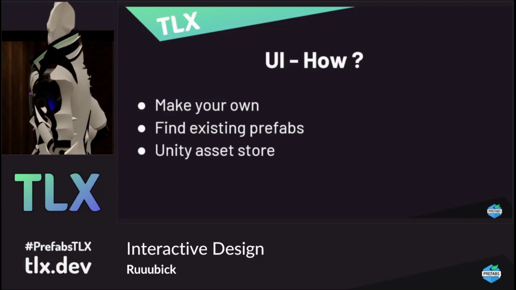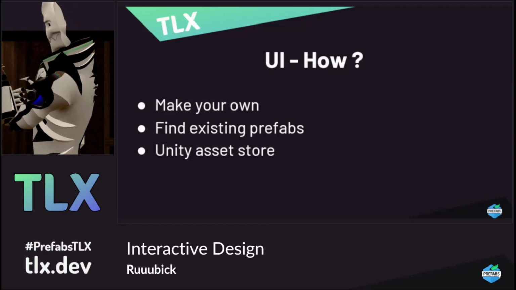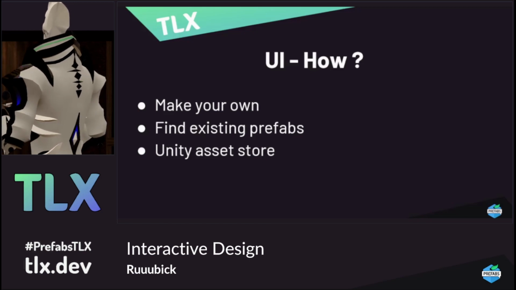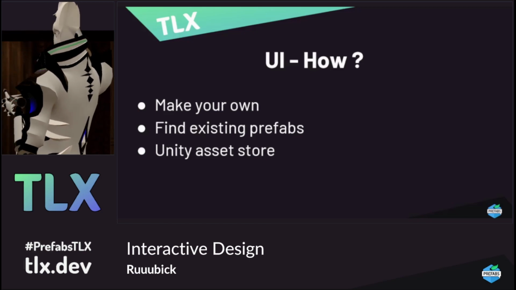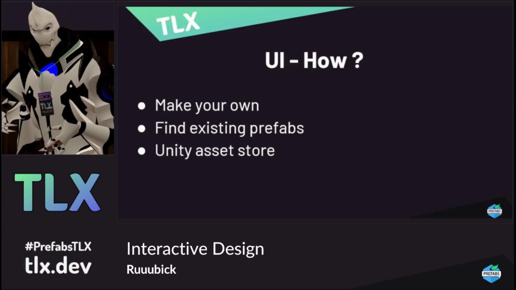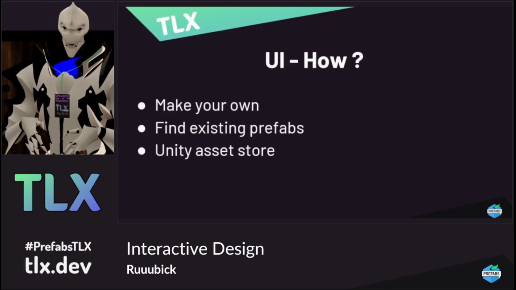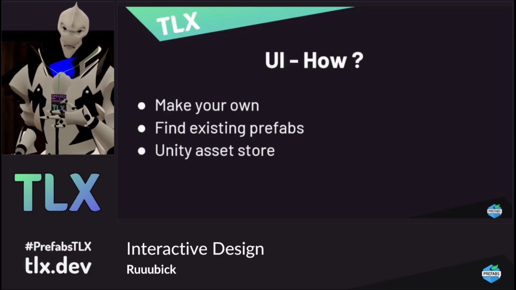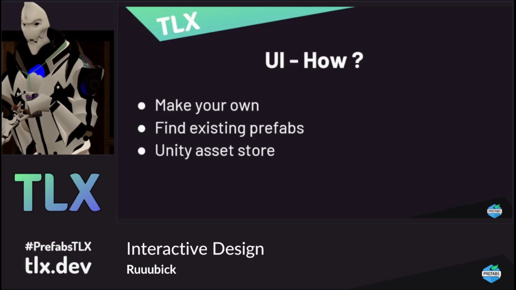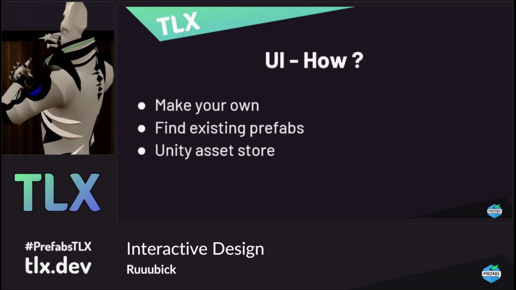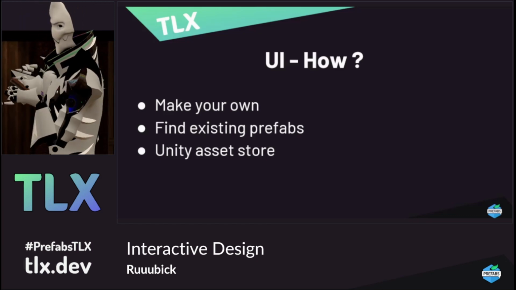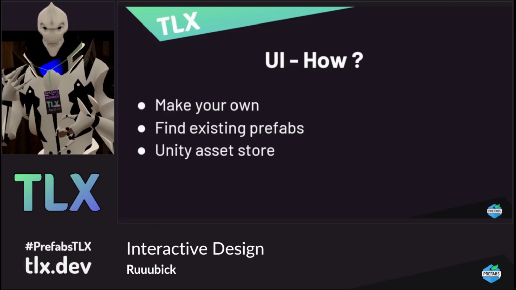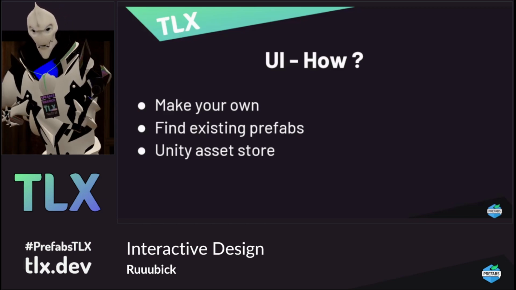So how do you make UI? You can make your own. It's pretty complex. There's a lot of tutorials for it, but more generally, you would want to find existing prefabs. If you do find a prefab, please don't just put it down in your world and move on with it, because, like with pickups earlier, if you were to drop a prefab in your world, it will most likely not match the visual theme of what you were going for. Again, think of your vision.